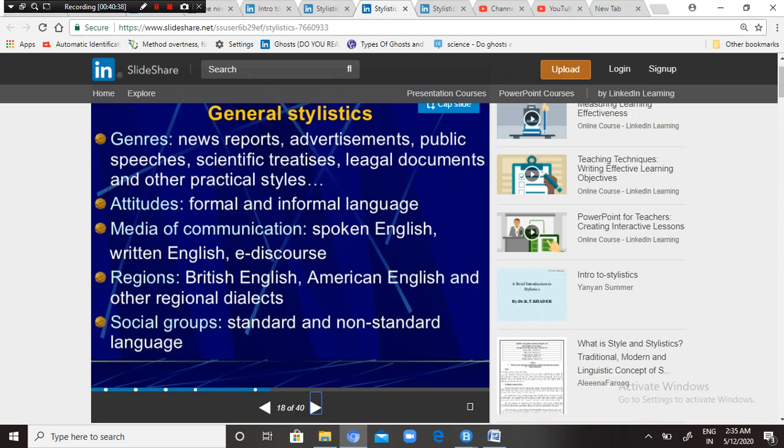In general stylistics: newspaper reports, advertisements, public speech, scientific writings, legal documents, and other practical styles; attitudes, formal and informal language; media of communication, spoken English and written discourse; regions, British English, American English, and other regional dialects; social groups; standard and non-standard languages.